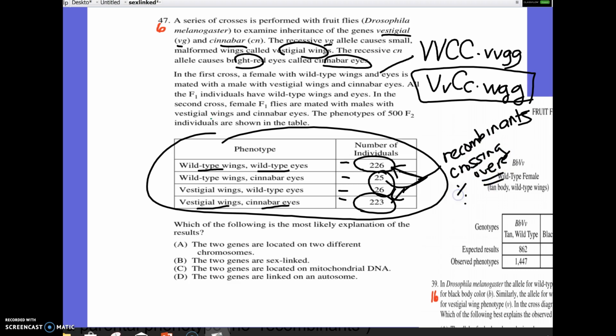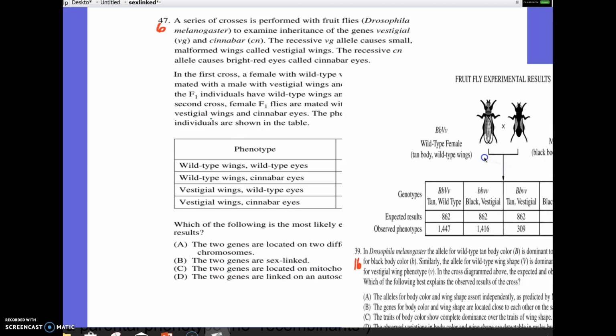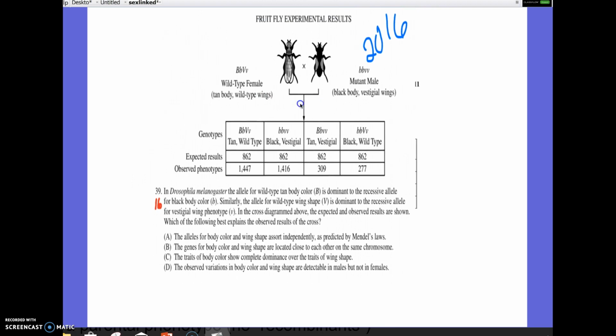And the lower the percentage of recombination, the lower the number of recombinants, the closer together the genes are on the same chromosome. So the question here, which of these explains it? They're on two different chromosomes? No. They're sex-linked? No. They're on mitochondrial DNA? No. The two genes are linked on an autosome. That's your answer. And now look at this other question. Same exact thing. So now we're going to move to this one.